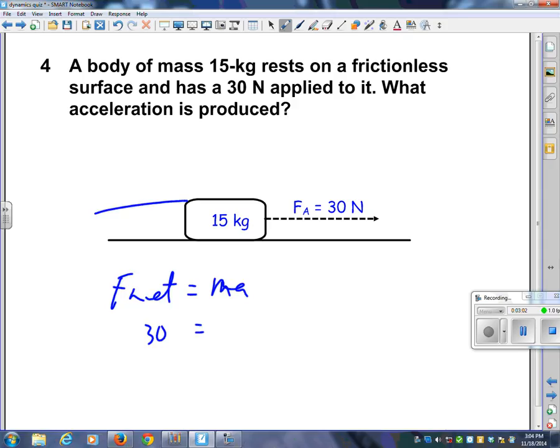How come? There's no friction. Excuse me. How is there no friction? Is it in space? Frictionless. Is it taking place in space? Yes.